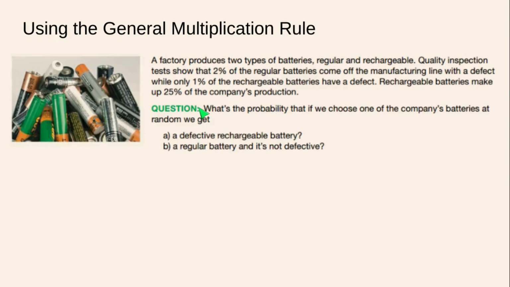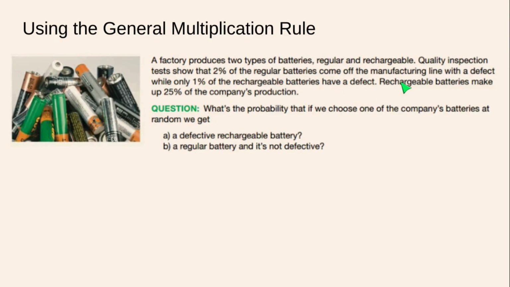A factory produces two types of batteries, regular and rechargeable. Quality inspection tests show that 2% of the regular batteries come off the manufacturing line with a defect, while only 1% of the rechargeable batteries have a defect.